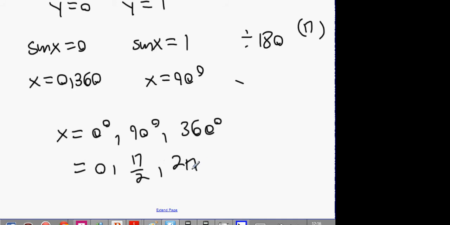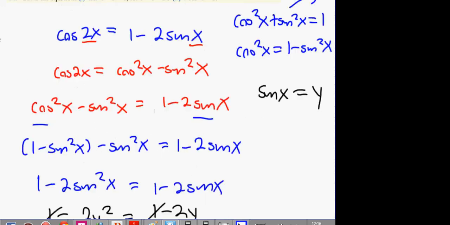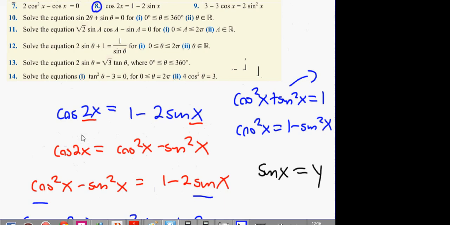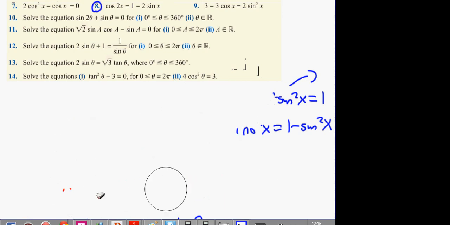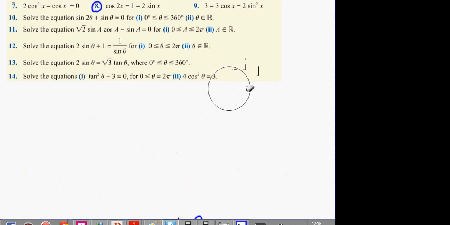Okay, yes Connor? Is sine x equals 1 also equal to 180? No, it says on page 13 that sine 180 is 0, sine 270 is minus 1 and 360 is the next time. Okay? Alright guys, moving on to the next question. What one do you want me to do? I'll do number 12 because I've already done 14. Okay? Number 12.